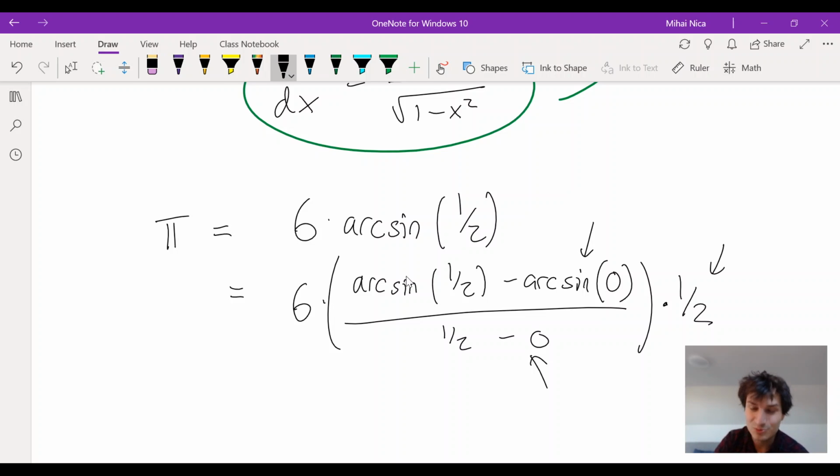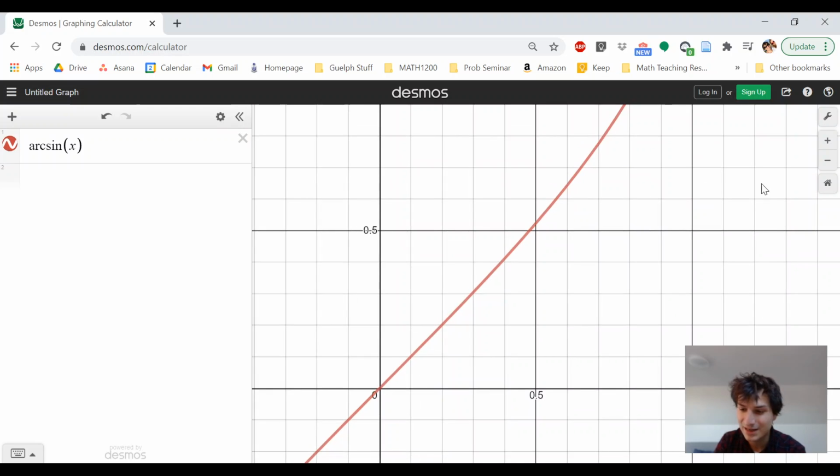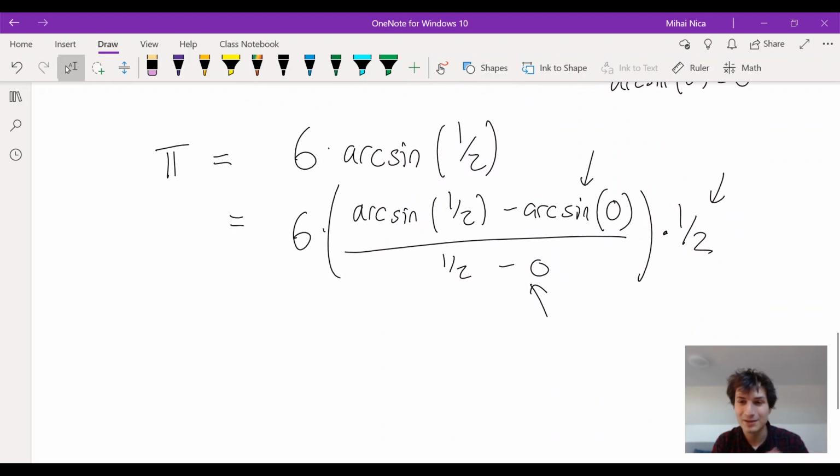Here I subtracted arcsine of 0. It turns out that arcsine of 0 equals 0. You can see that from Desmos because the graph goes through 0, 0. And that's because the sine of 0 equals 0 as well. So that's not surprising. So I just manipulated the problem to make it look a certain way.